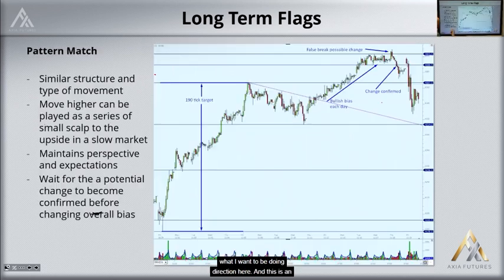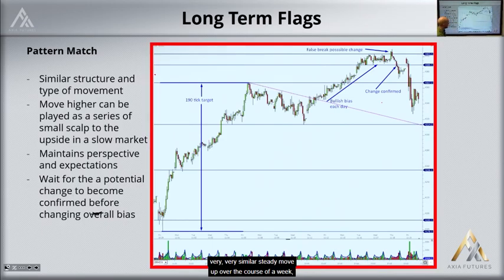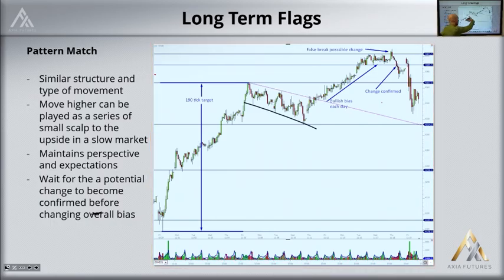And this is an almost identical pattern in Euro stocks later on in the same year. Very, very similar: a steady move up over the course of a week, followed by this sideways consolidation. Market needs to balance out. A slightly quicker flag built here. Flag build, bullish bias going into the following week.